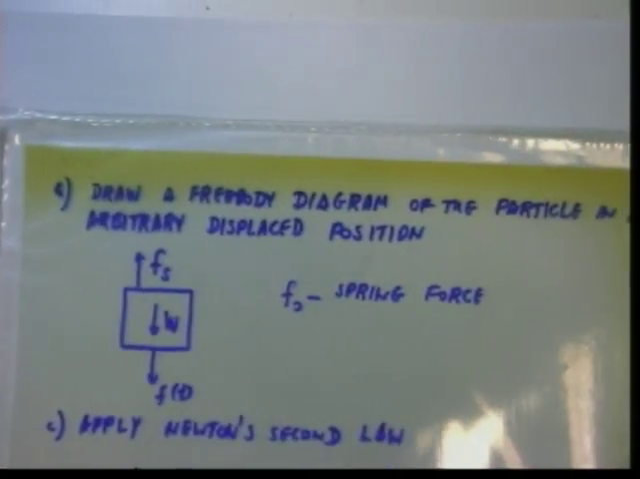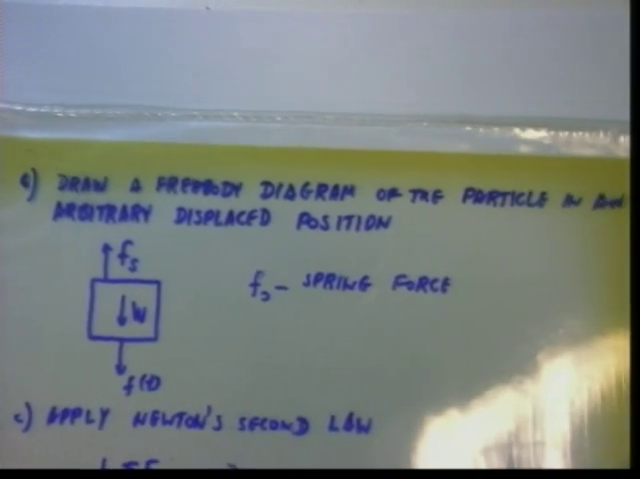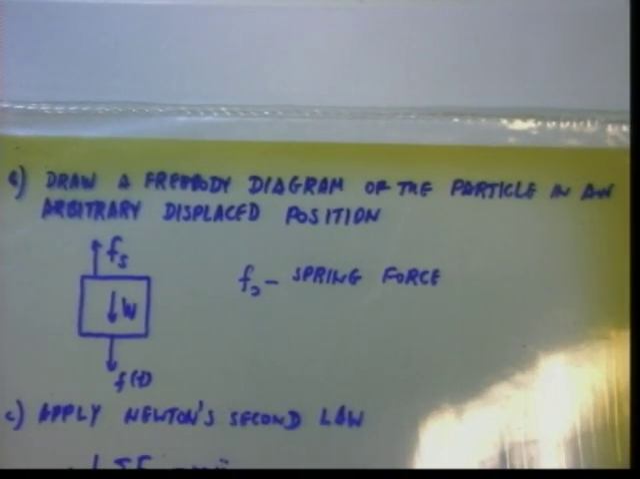Now we would like to draw a free body diagram. Now what is a free body diagram? A free body diagram is a diagram of the body without constraints, in an arbitrarily displaced position.